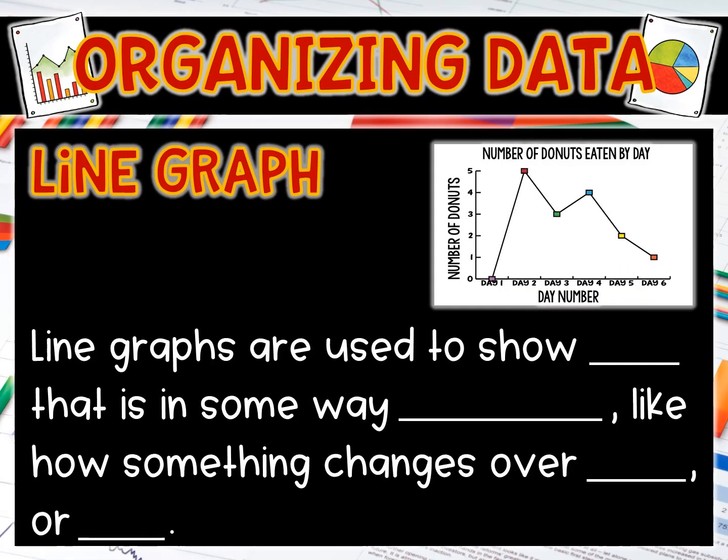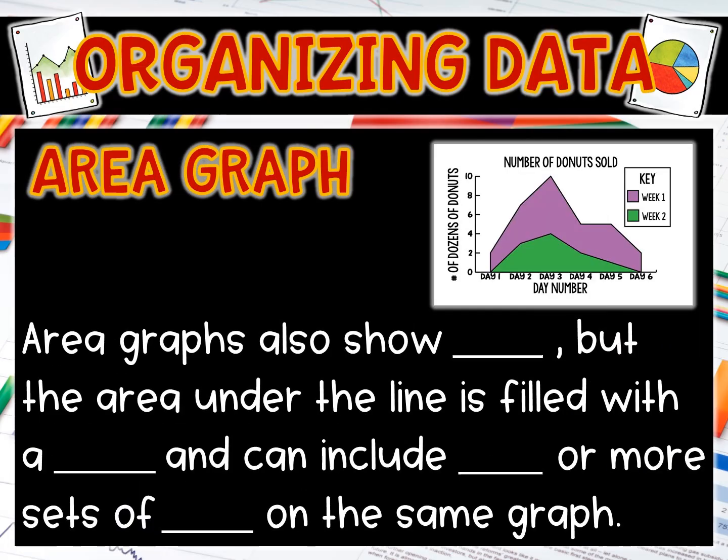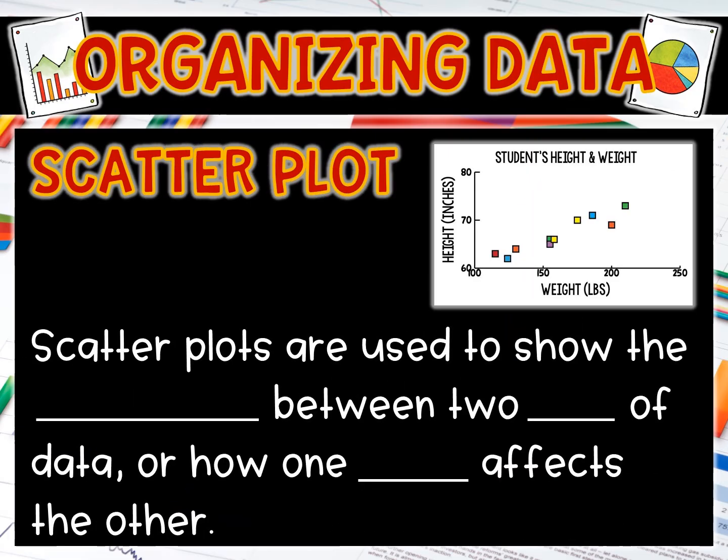A type of graph that you should be pretty used to seeing is a line graph. Line graphs are used to show data that is in some way connected, like how something changes over time, or a rate. Again, we're still looking at donuts, but now over a set of time. You can see how it changes from day 1 to day 6. We also have an area graph, which we don't use very often in science. Area graphs also show data, but the area under the line is filled with a color and can include two or more groups on the same graph.